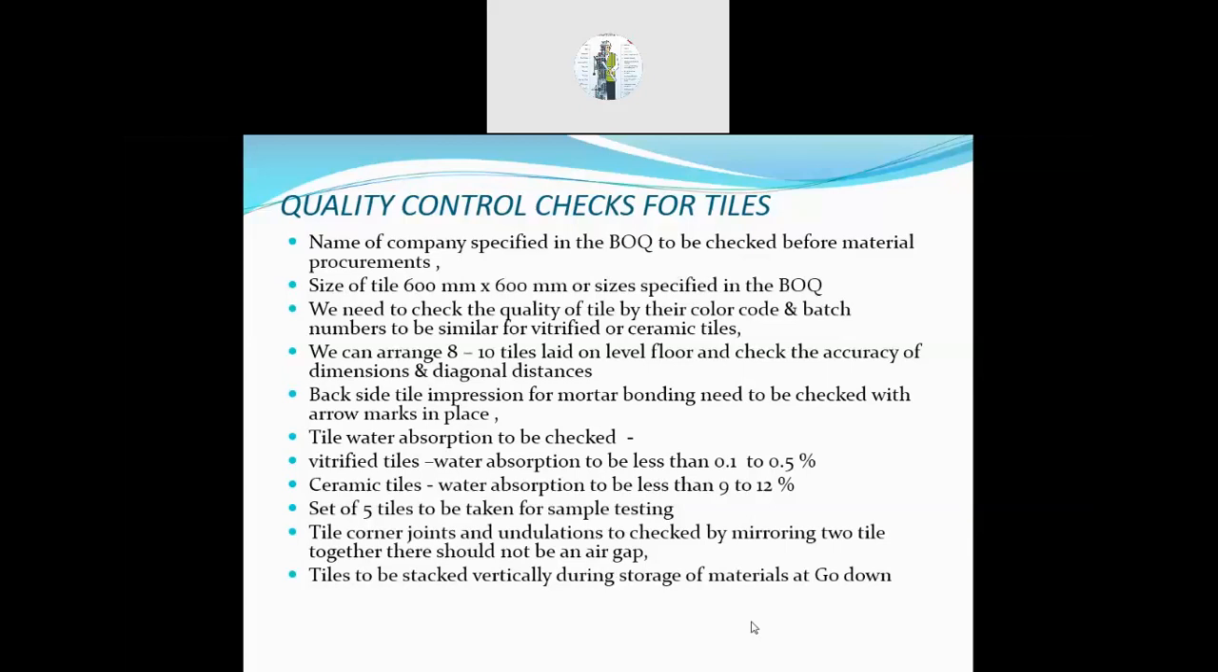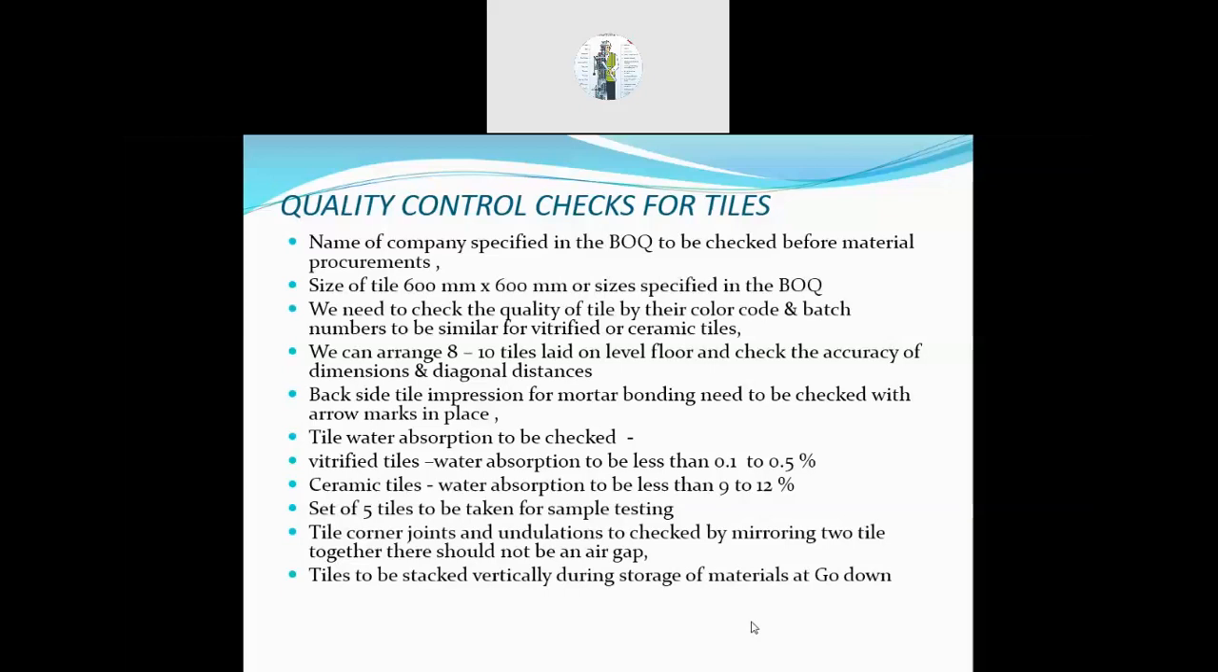Then tile water absorption should be checked. It should be less than 1%, or 0.1 to 0.5%. 1% you can keep as a barrier. Ceramic will have more absorption because it will be porous, about 9 to 12%. A set of 5 tiles is to be taken for sample testing, and you can have all these quality checks. Once this is approved by the architect, then we can have a material procurement system.